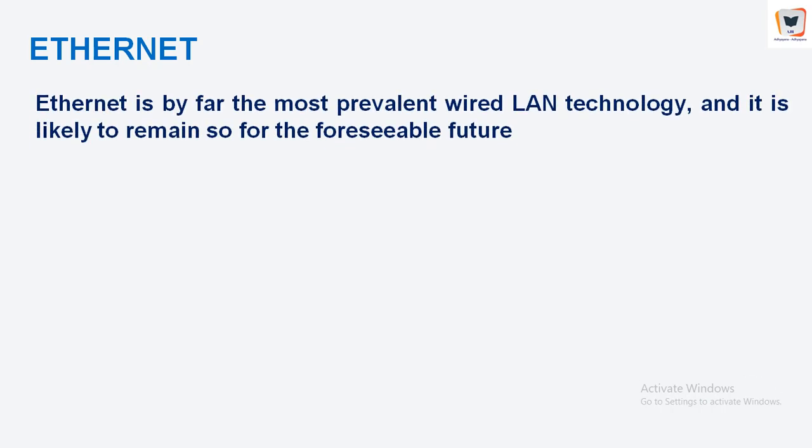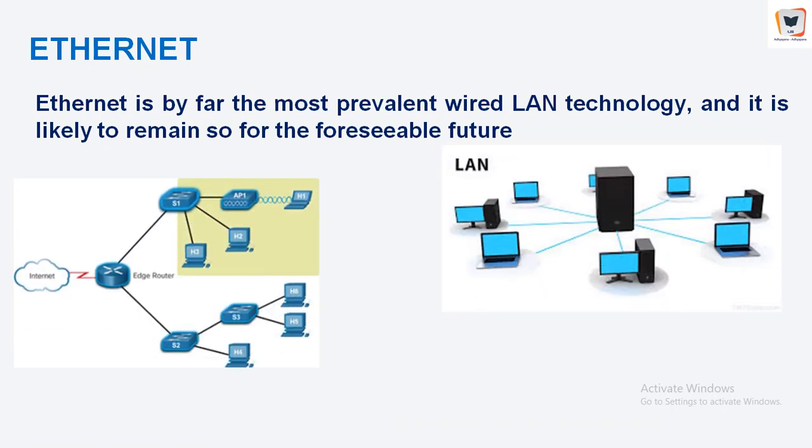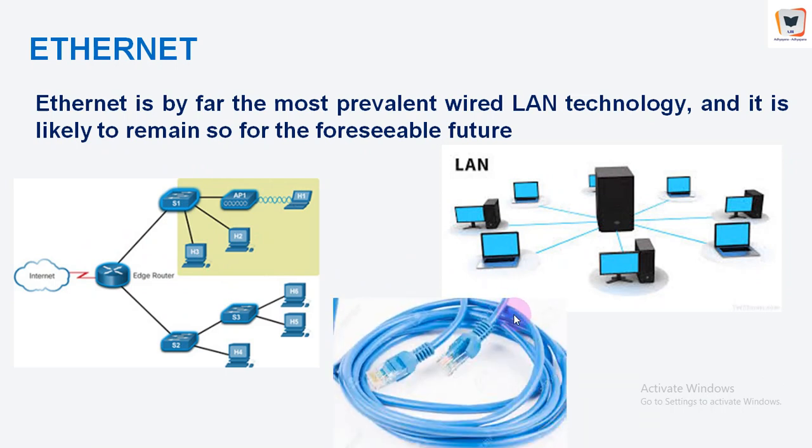So with this, we will continue to discuss Ethernet. Ethernet has pretty much taken over the wired LAN market. Ethernet is actually a wired LAN. Ethernet is by far the most prevalent wired LAN technology, and it is likely to remain so for the foreseeable future. Ethernet will look like this. This is a local area network, and every node is connected with a wire, and a typical LAN link will look like this.